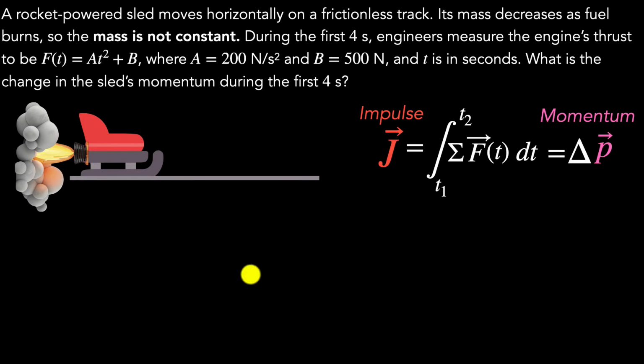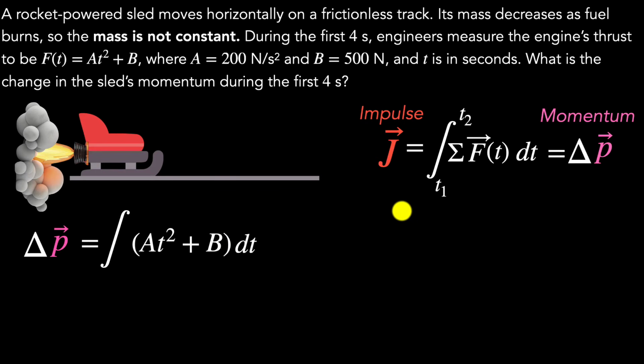All right, so what we need to figure out is the change in momentum. That equals the impulse. And the impulse is basically the integral of the net force acting on the object. Over here, since we're dealing in the horizontal, we're only considering the change in momentum in the horizontal. So we are only working with the net force in the horizontal. Since it's frictionless and we have no other forces in the horizontal, the thrust force itself is the net force. So the net force is this expression, at squared plus b.